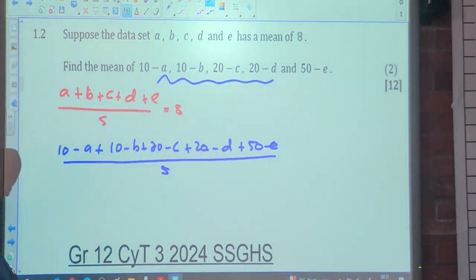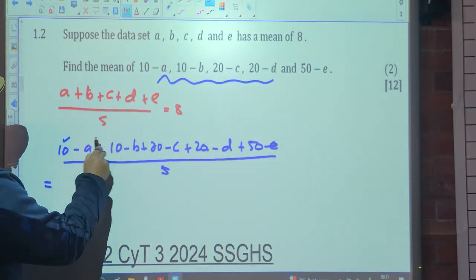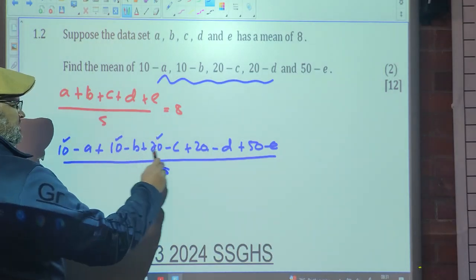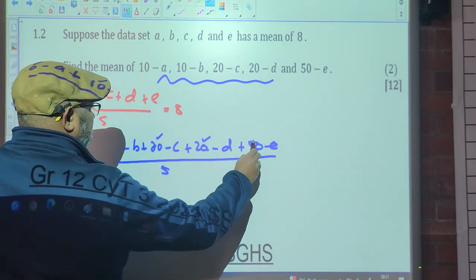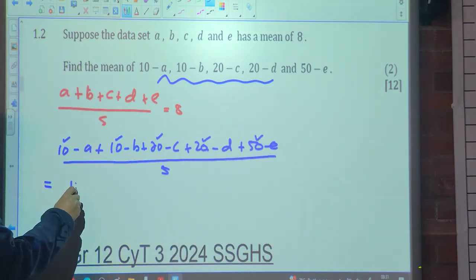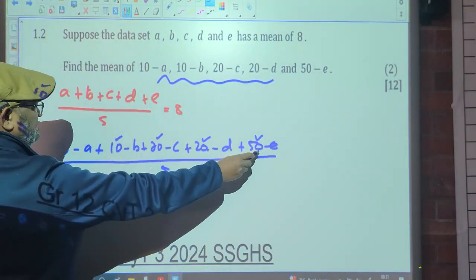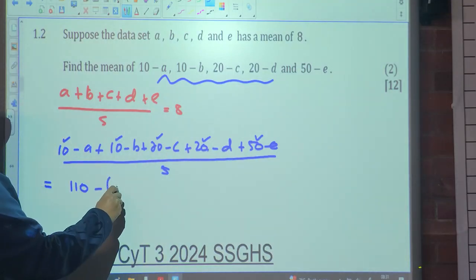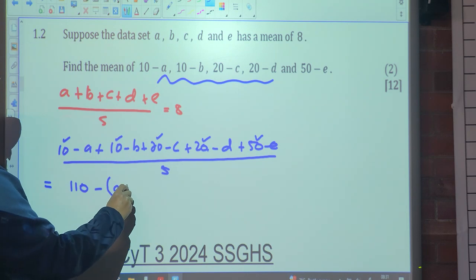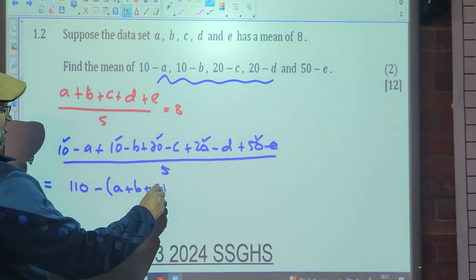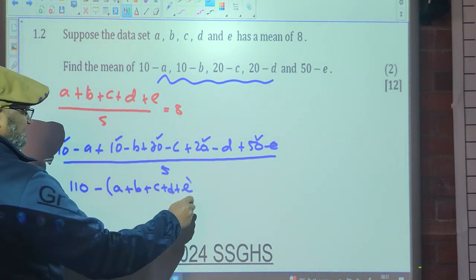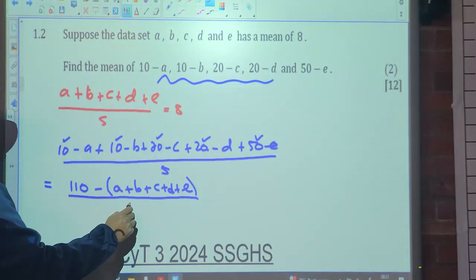So what's 10 plus 10 plus 20? That's 40, 60, 110. So you've got 110 minus A minus B minus C minus D minus E. I'm going to take out negative as a common factor, and I'm left with A plus B plus C plus D plus E, and this is all over 5.